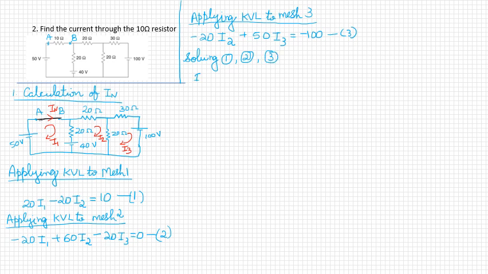Now solve for the values. After solving we will get I1 as 0.8125 amperes. From the figure it is clear that IN is equal to I1. We got it as 0.8125 amperes.